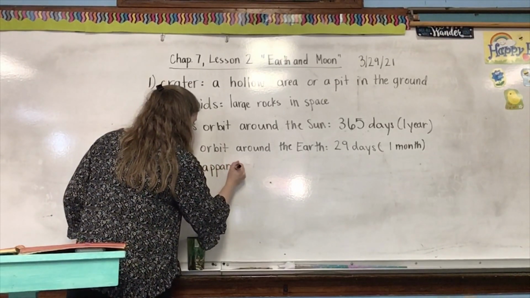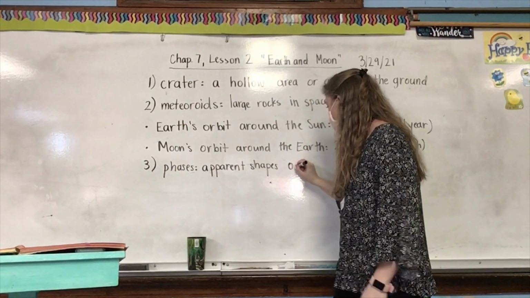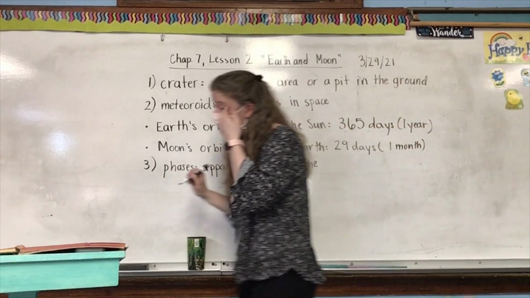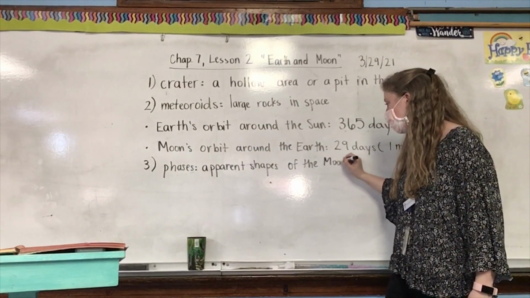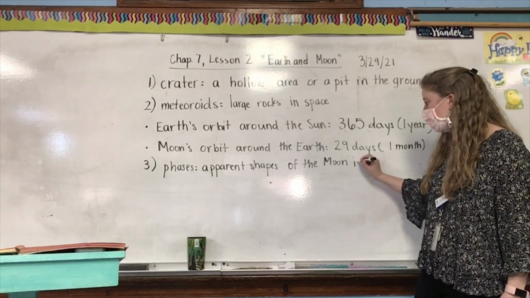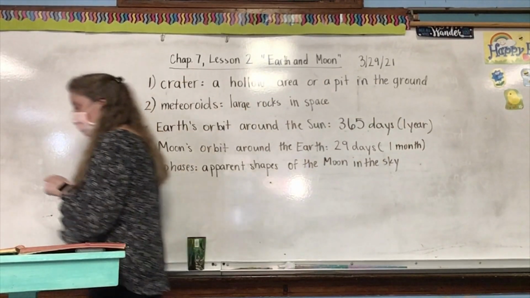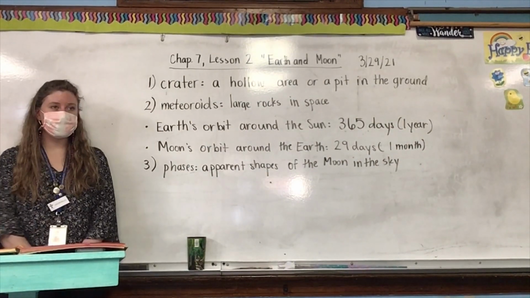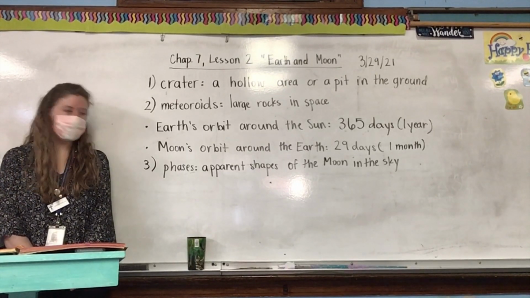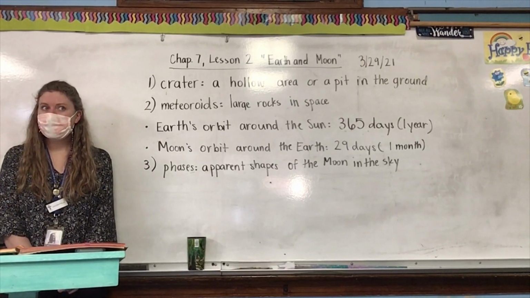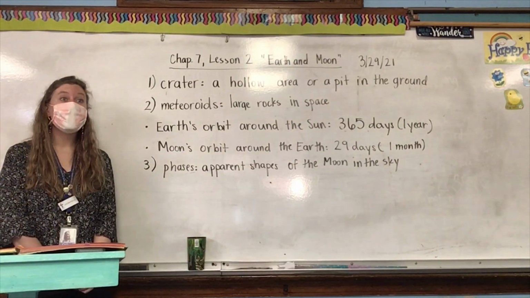Apparent shapes of the moon. Notice how moon is capitalized because we're talking about a specific moon, our moon. Apparent shapes of the moon in the sky. We have that word apparent, which means how it seems to look, but is that actually how it looks? If something has an apparent shape, is that the actual shape, or is that just what the shape looks like? Aaron? It's what the shape looks like.